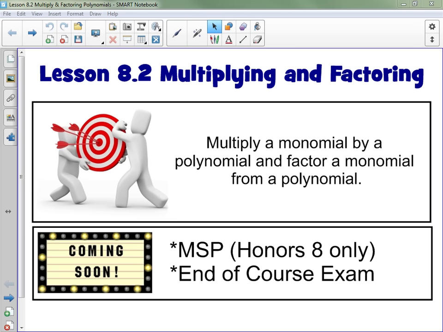Okay, this is lesson 8.2, multiplying and factoring polynomials. Today's learning target is to multiply a monomial by a polynomial and factor a monomial from a polynomial.